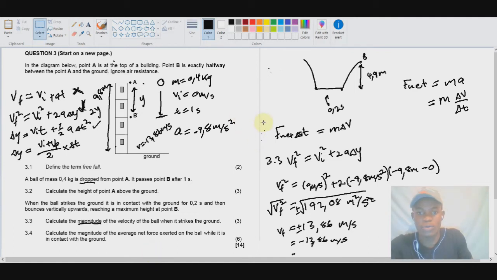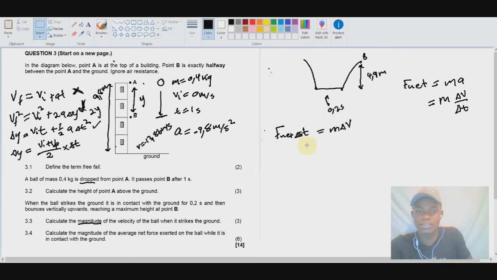Right, so now we can jump into our last question. Let's delete that. I don't want to delete this, because remember, this is very important, impulse, so I decided to write it here. It's information that I'm going to use on this particular question, the information that I extracted from my statement. Now we do question 3.4. Calculate the magnitude of the average force exerted on the ball while it is in contact with the ground.